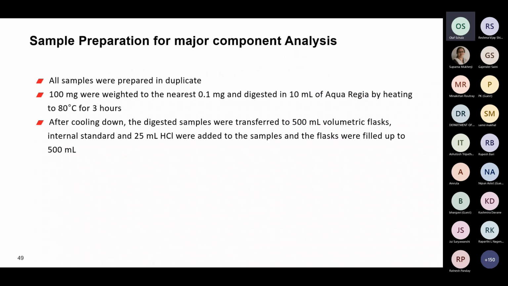Now, for the test, 3 NMC samples were prepared in duplicate for analysis by dissolving approximately 100 milligram weight to the nearest 0.1 milligram in 10 milliliter of aqua regia and heating to 80 degrees Celsius for 3 hours, resulting in a complete dissolution of the materials and removal of nitrogen oxides in the solution. After cooling down, the digested samples were transferred to 500 milliliter volumetric flasks.